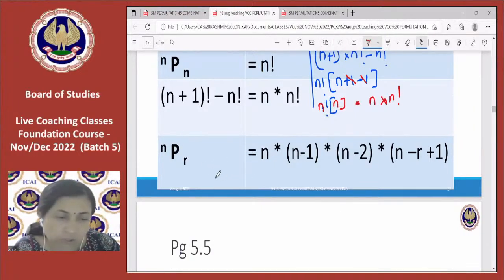Okay. Or you can also write nPr as n into n minus 1 into n minus 2, up to where will I go? This is up to n minus r plus 1. Okay.